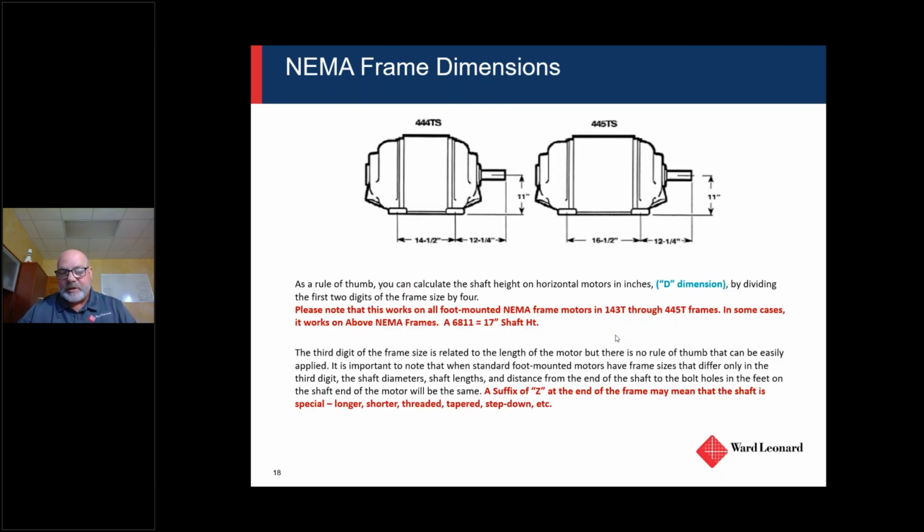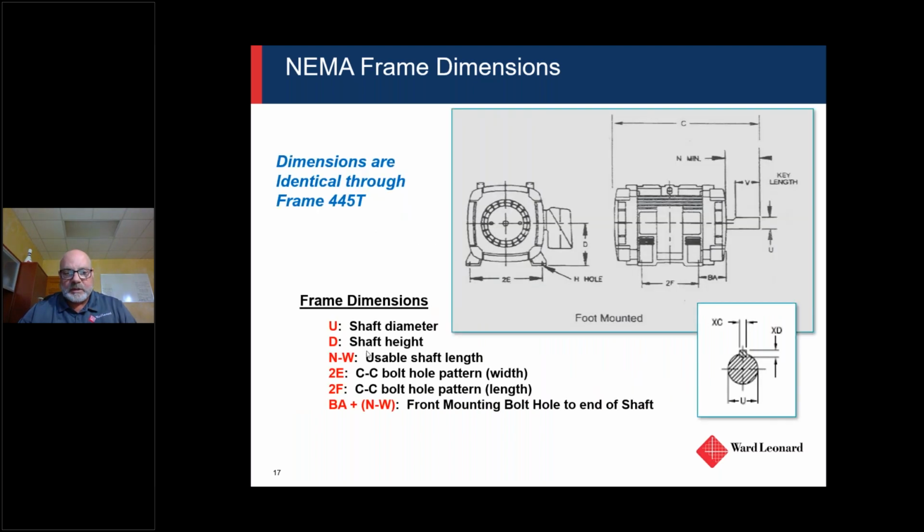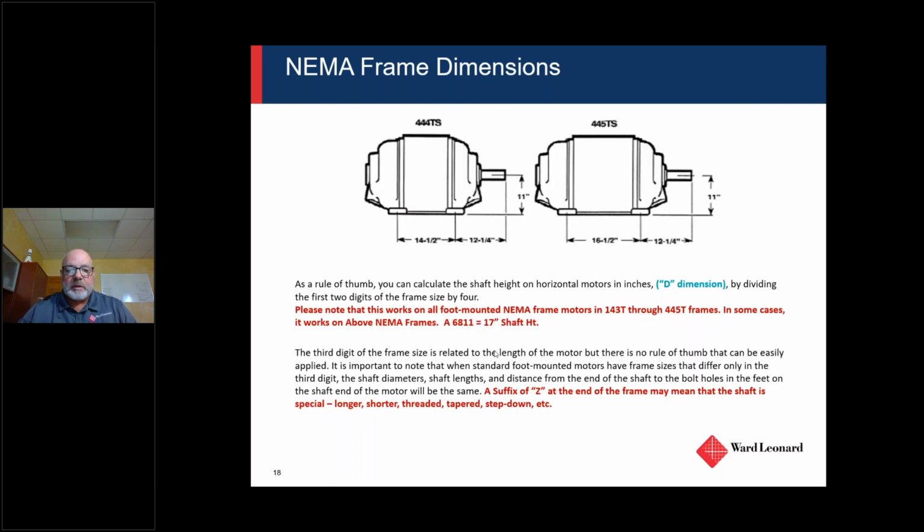Just an interesting thing here: if you really wanted to know what your D dimension was, which is the shaft height, there's some math, and it's all done through the same OEM manufacturers. If you take the first 2 digits of the frame size and divide it by 4, that's going to give you your D dimension. So if we had a 6811 frame and we divided 68 by 4, we would know that from the base plate to the center line of the shaft, we would have 17 inches of shaft height, right? So it's just kind of an interesting thing.